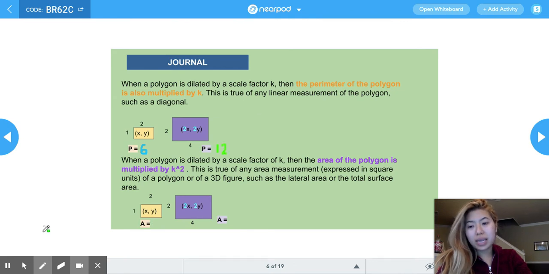What this rule is saying is that whatever the pre-image perimeter is, which was 6, all we have to do is multiply it by the scale factor, which in this case is our coefficient of 2, to get our perimeter, which is 12.